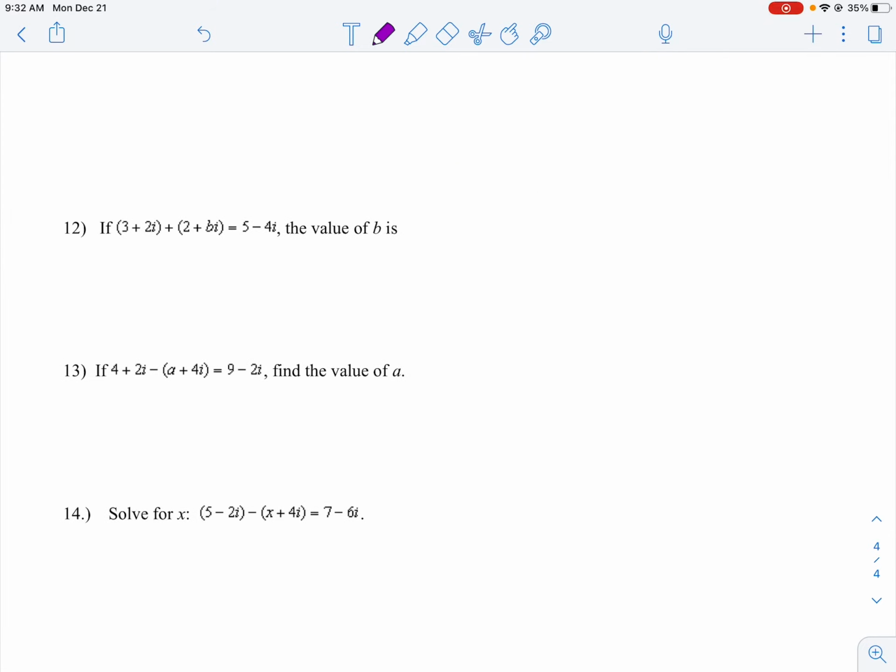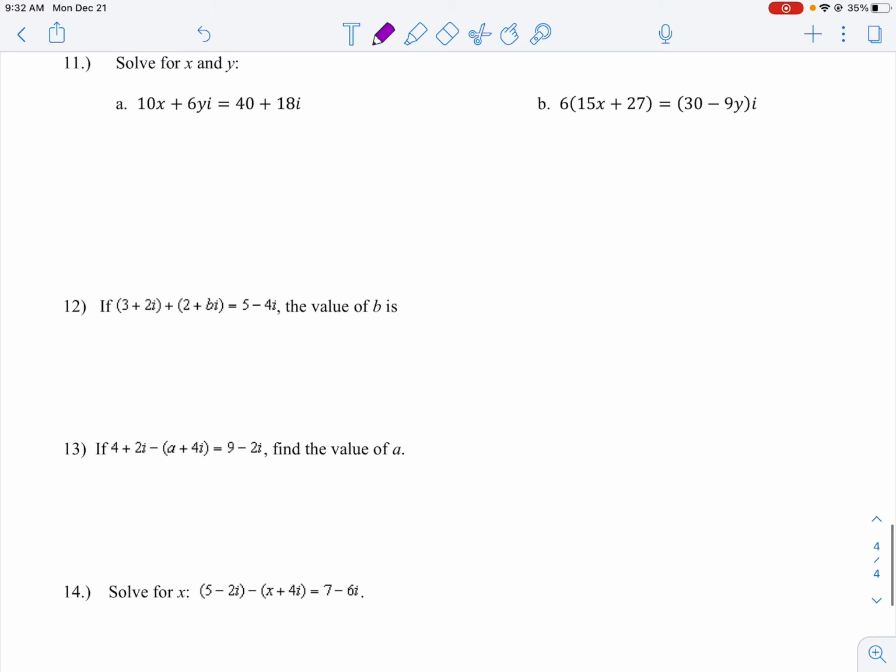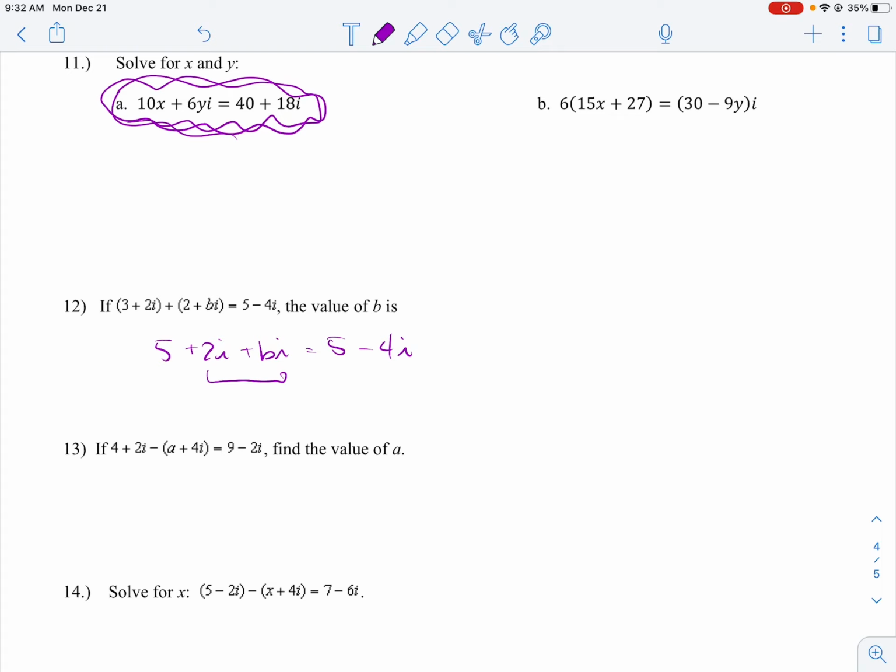Let's go to number 12. Okay, again, I'm just trying to get it so it's set up like this. Alright, so in order to do that, I need to combine like terms over here. So 5 plus 2i plus bi is equal to 5 minus 4i. Okay, so now I have to figure out what value b has to be in order to add these two things together and make sure I get a negative 4.